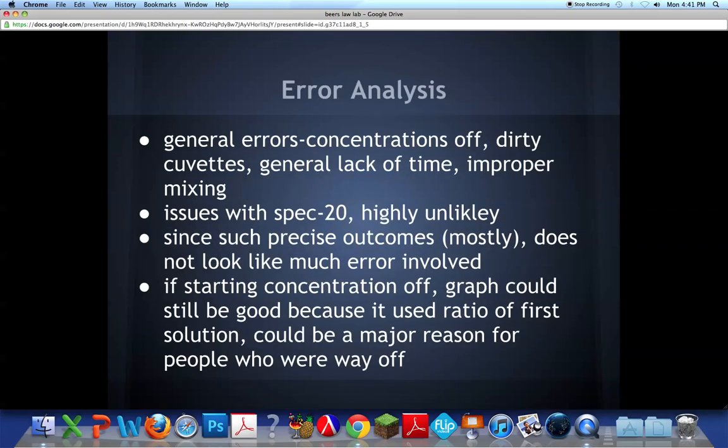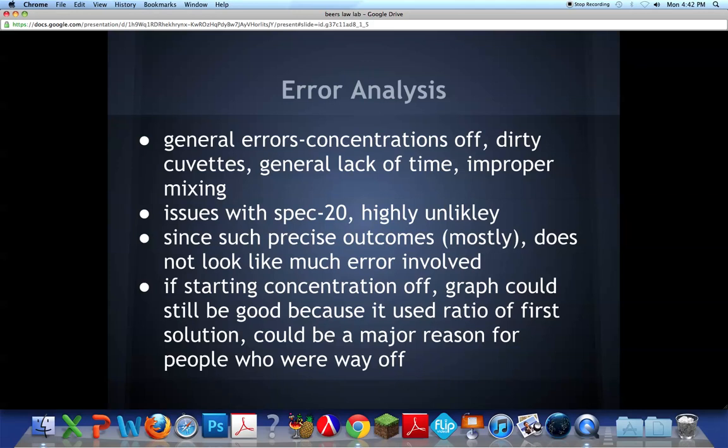So in general, errors we could have had: concentrations being off at the beginning or after we made the new ones. If we measured wrong, that would have changed our results. If the cuvettes were dirty, they might have absorbed more than they should have, which would have changed our results as well. General lack of time, that's generally an issue with most of the labs that we do in high school. But in this one, we had a lot of time left, so it probably wasn't a huge factor. And also improper mixing. If you didn't mix the solution right, parts of it might be higher molarity than others, and you might have not shown light through a solution of the molarity that you thought it was.